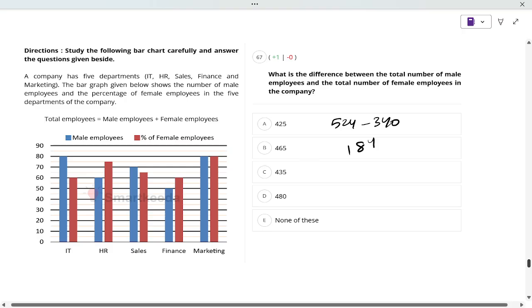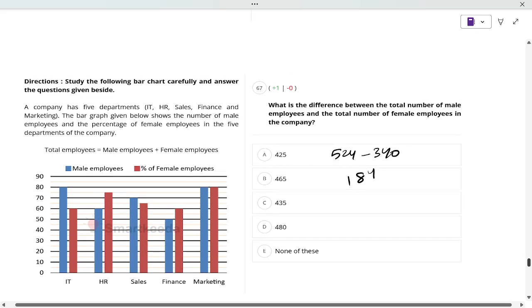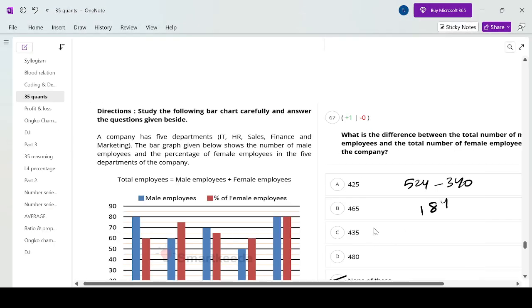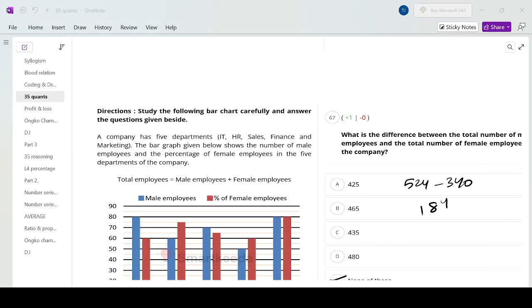Oh, are we getting the wrong one? Number of male employees and female employees. Is it none of these? I hope we didn't make any blunder. Yes, I think it's none of these. Let's check it again.